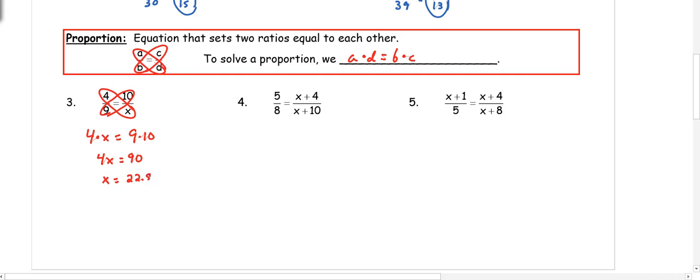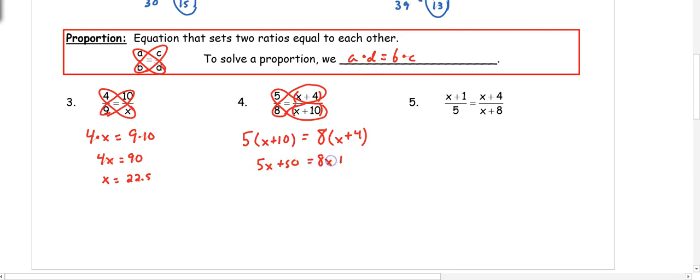Now, in number 4, we have x plus 4 and x plus 10. So we want to put parentheses around those so that when we are multiplying, both terms get multiplied by the number. So first we're going to multiply 5 times (x plus 10) equals 8 times (x plus 4). So I'm going to distribute, and I get 5x plus 50 equals 8x plus 32.